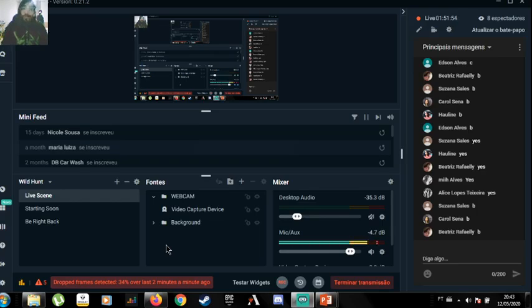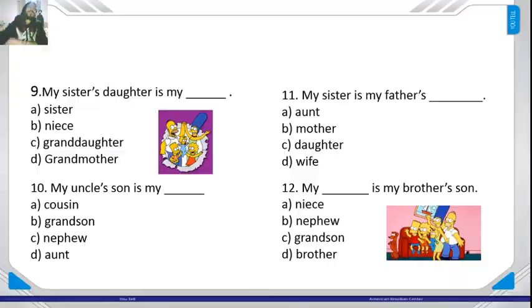Okay, most of you are telling me that the correct one is the letter B, niece. Yes? Niece. And congratulations, you are right. It's niece. The other alternatives make no sense, because we have here my sister's daughter. What is my sister's daughter in Portuguese? A filha da minha irmã.